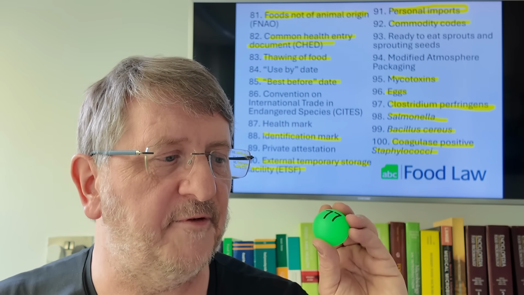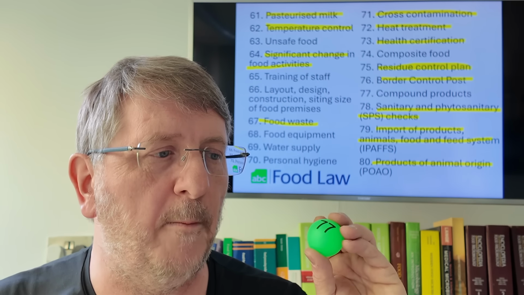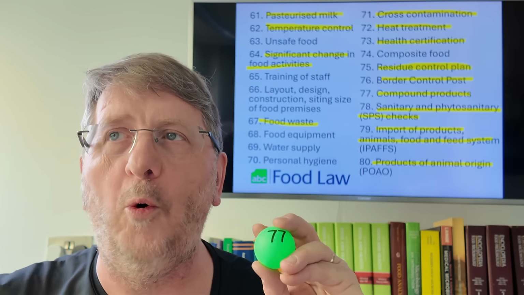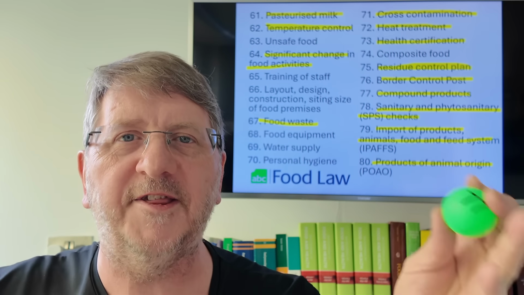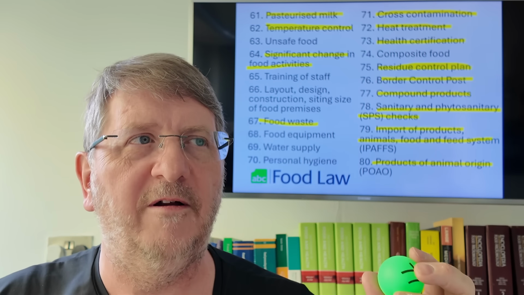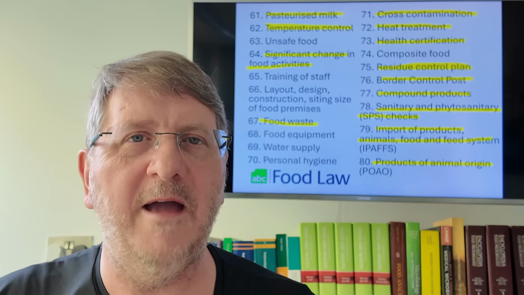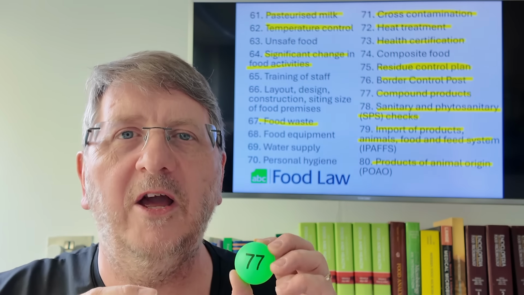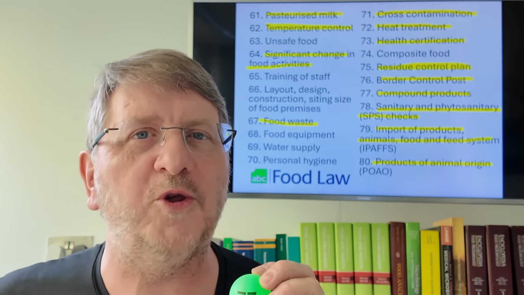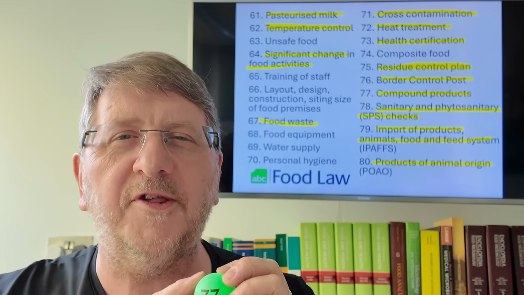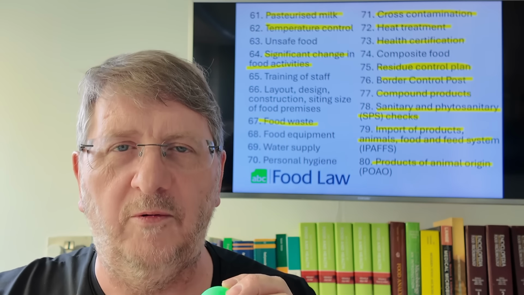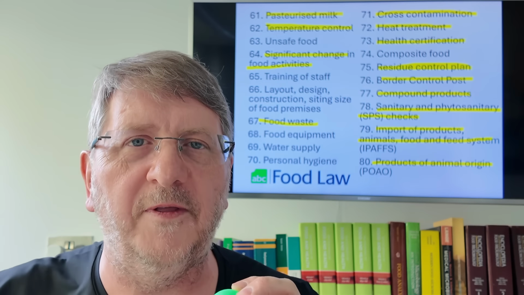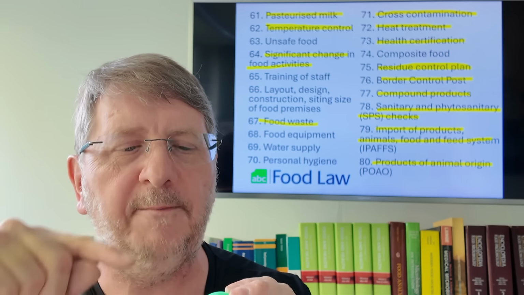Number 77, compound products. Compound products, this is an import and export issue. This is where you've got more than one product of animal origin in the same product, if you like. So you've got, I can't think of an example, chicken, ham and spam fritters. I don't know, it doesn't sound very appetizing, but you're importing not just chicken or not just ham, but your mixture of them. So sometimes specific rules might apply. You might need different health certificates for the different components of the food. It all depends, a bit complicated, but it's an import and export issue.